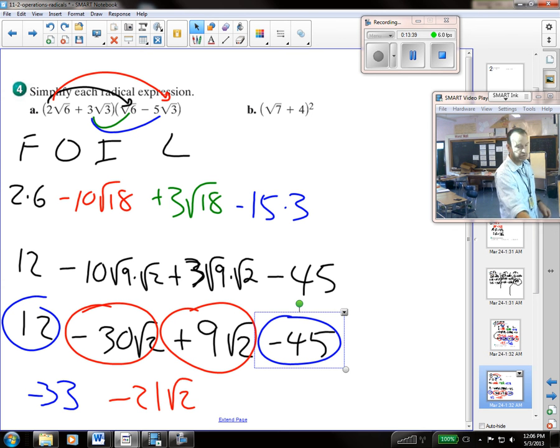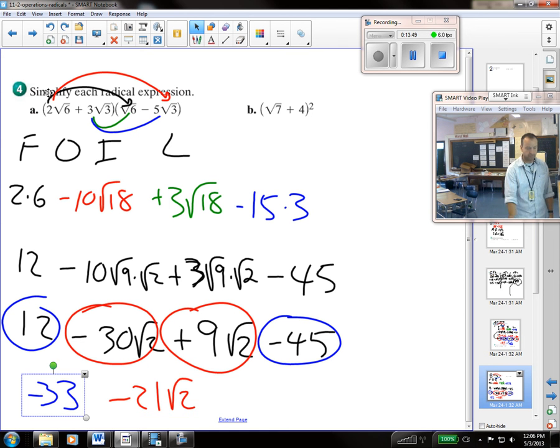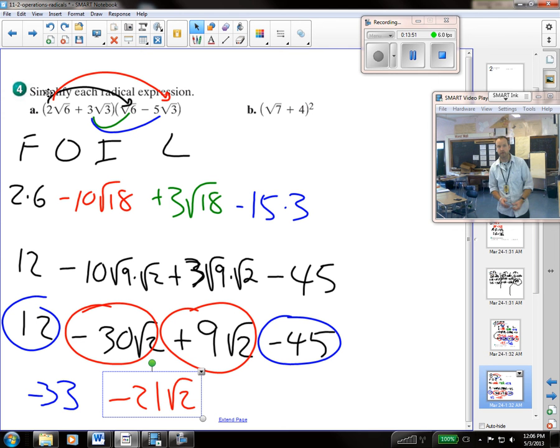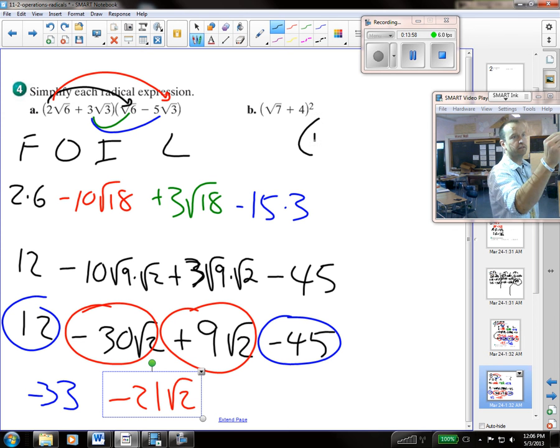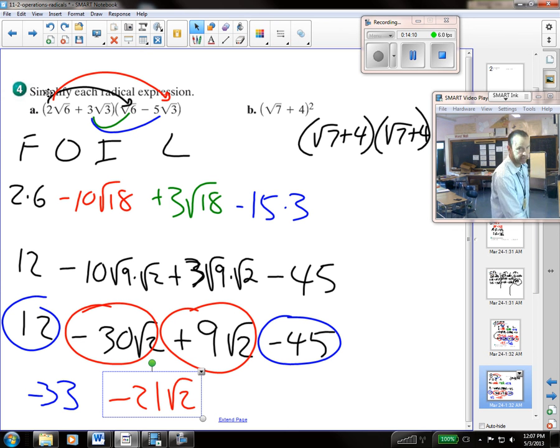Positive 12 with negative 45 gives you negative 33, and negative 30 with positive 9 gives you negative 21. Again, here is a rational term, here is an irrational term where you count the square roots of 2. Okay? Again, you should try the next one. If you're getting stuck on the way it looks here, remember what that means is the square root of 7 plus 4 times the square root of 7 plus 4. So there are still 4 things to multiply, 4 products to get, just like there were in this example. Okay, make sure that's done, come back and check it.